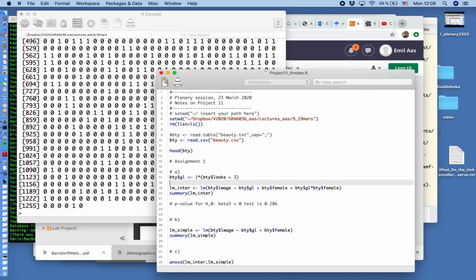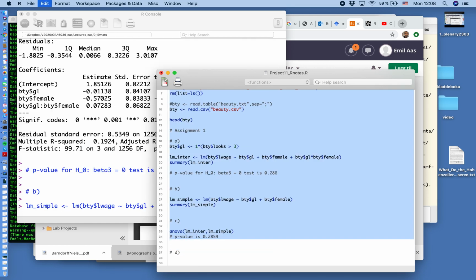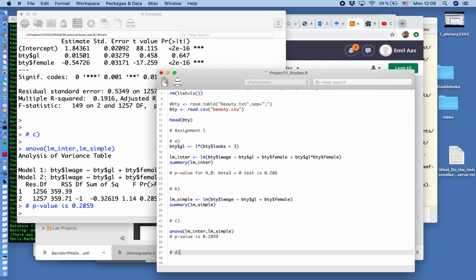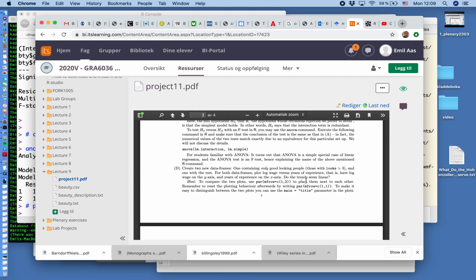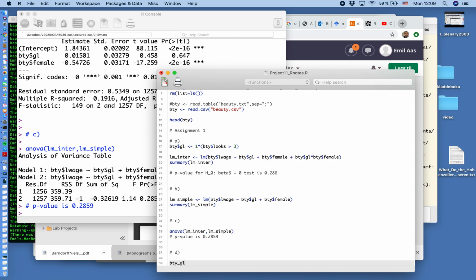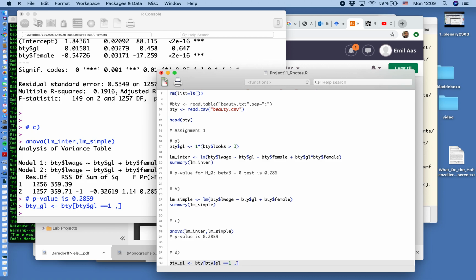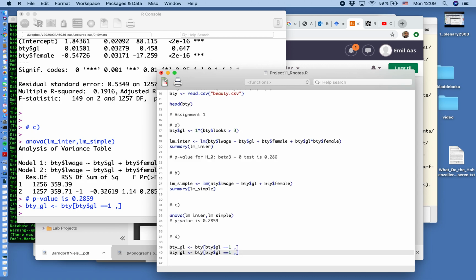So let's do looks. Okay, so we are here, and in exercise D, we are to create two new data frames. One data frame for the good-looking people and one data frame for the not so good-looking people. So let's call that BTY_GL, which is then BTY square brackets BTY$GL equals 1. So that's for the good-looking people. And then we have the not so good looking people, so a new data frame BTY_notGL, and that's when the good looking indicator equals 0.